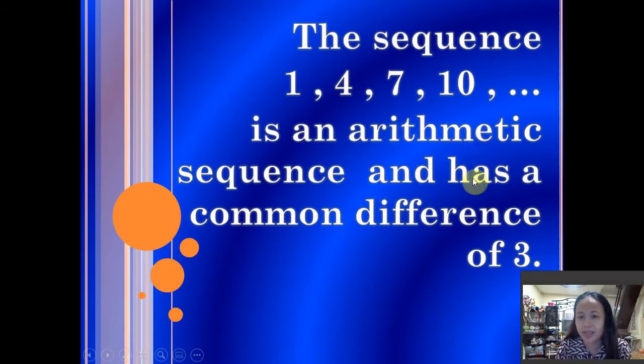Why? Because it has a common difference of 3. Is it really 3? Let's try. 4 minus 1, that's 3. 7 minus 4, that's 3. 10 minus 7, that's 3. So they have equal differences. Therefore, the common difference is 3. And since it has a common difference, our 1, 4, 7, and 10 is an arithmetic sequence.